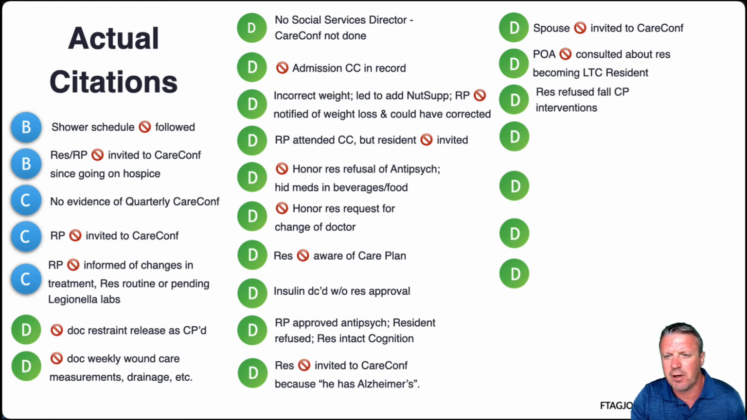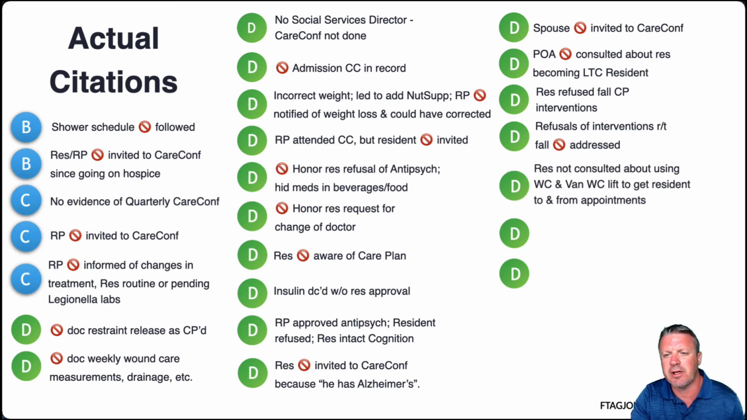Resident refused fall care plan interventions. Refusals of interventions related to falls were not addressed, so that was actually 2 elements of the same citation. Resident not consulted about using wheelchair and van wheelchair lift to get resident to and from appointments. On that one, the resident was insulted and embarrassed and felt like they were forced into using a wheelchair and van wheelchair lift to transport them. And they were doing it largely for the convenience of the staff, because it did take this particular resident a long time to get places without a wheelchair.